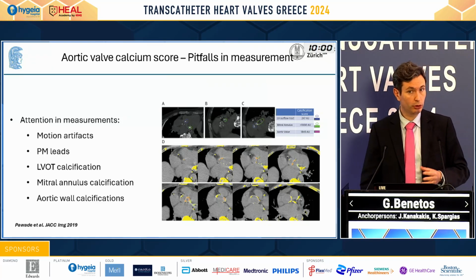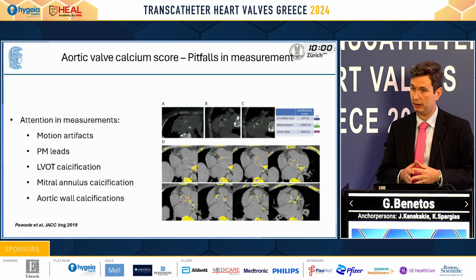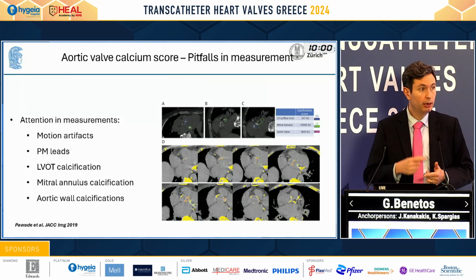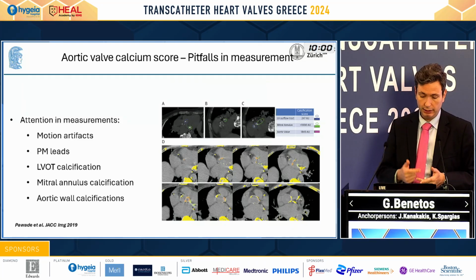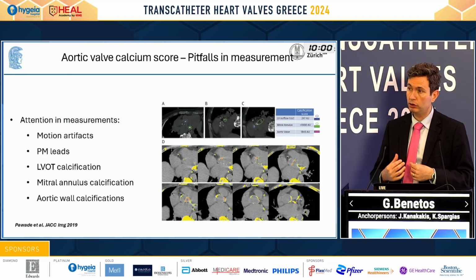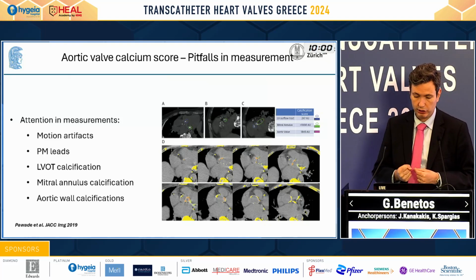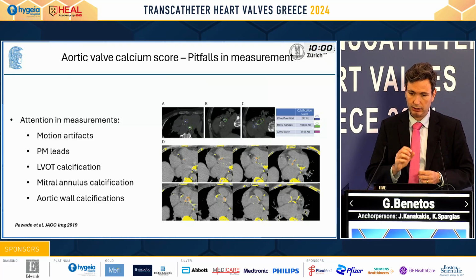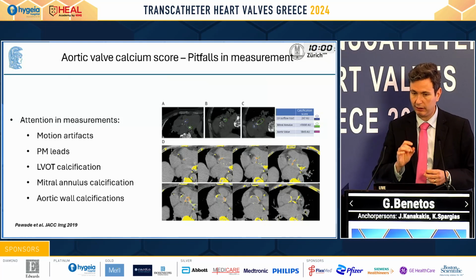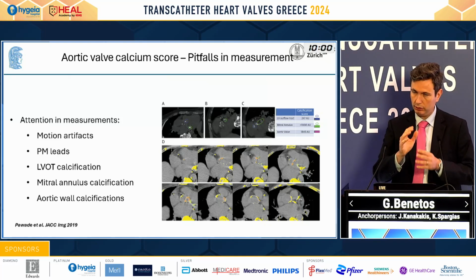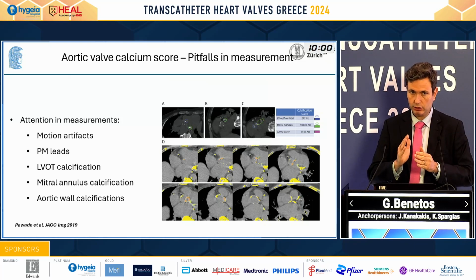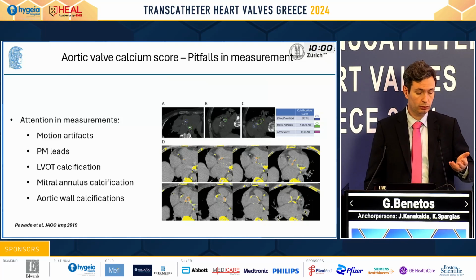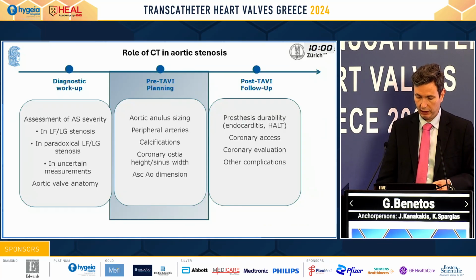We have to pay attention to motion artifacts, the so-called banana artifacts, because each calcification could be measured twice. In case there are pacemaker leads, we have to pay attention not to include LVOT calcification or mitral annulus calcification. Sometimes at the aortomitral junction, it's difficult to recognize which belongs to the aortic valve and which belongs to the mitral annulus, and of course we should not include aortic wall calcifications.